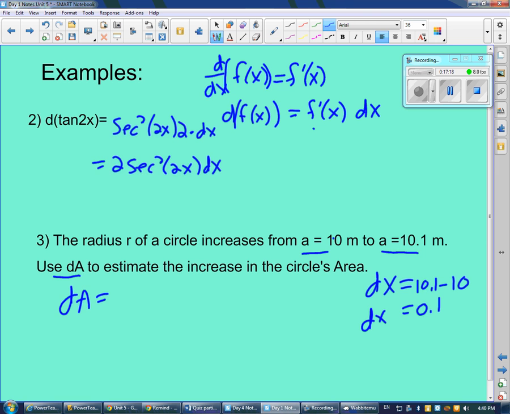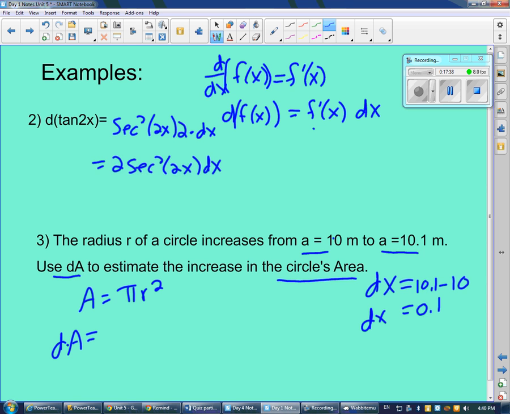So when we do that, we take our derivative, and we multiply it by dx. Now, they didn't give me an equation, so I have to write the equation, and they told me the circle's area. So hopefully we remember the area of a circle is pi r squared, and so I'm going to take the derivative of that. The derivative of that is 2 pi r, and then I'm going to multiply again by dx, because I'm just moving the dx to the right side since it's a differential. And then I'm just plugging in my values.